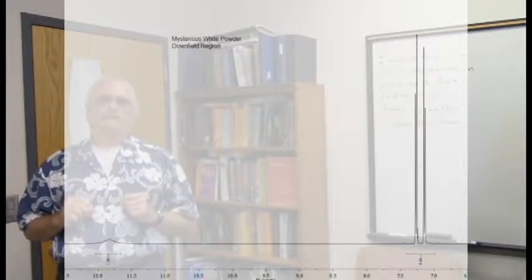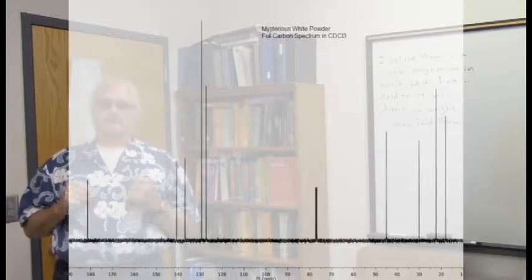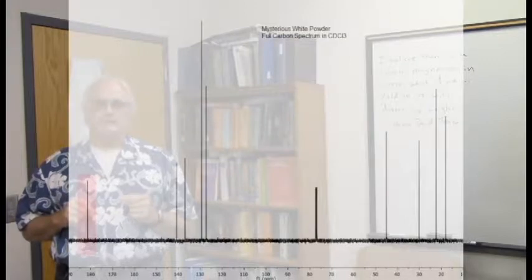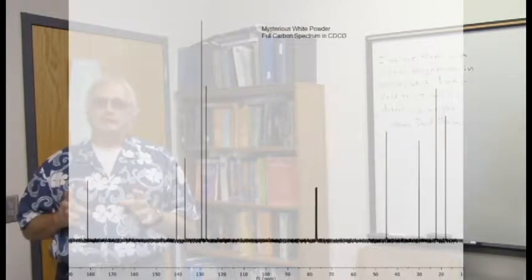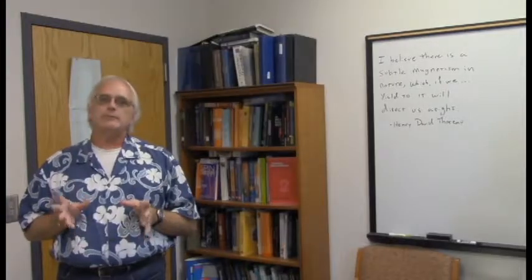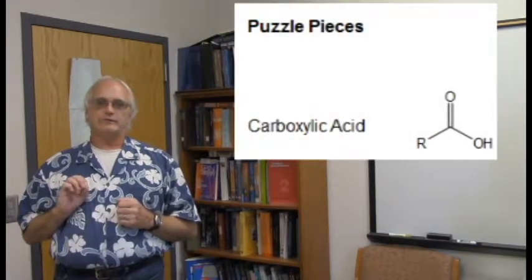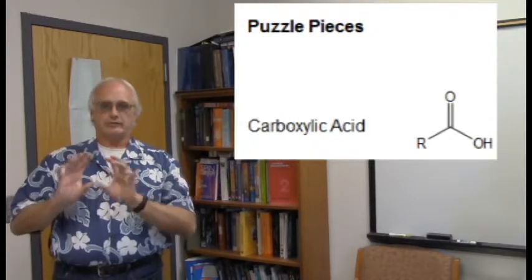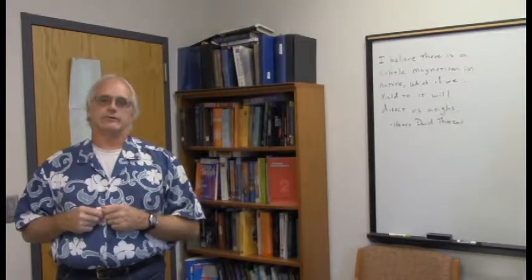We confirm that, of course, by looking at the carbon spectrum, and we see definitely a carbonyl at 182 ppm, exactly the position we would expect for the carbonyl of a carboxylic acid. So right there, from just that, we have a significant piece of this molecule. Certainly not all of it, but we have a significant fragment, a significant puzzle piece that we can put aside and eventually incorporate into our structure.